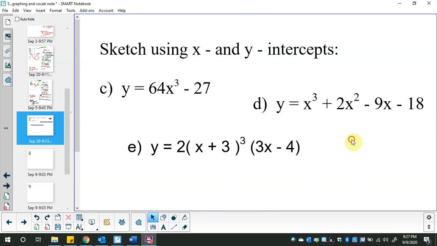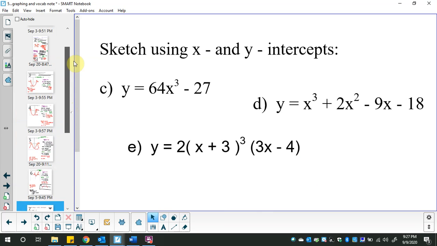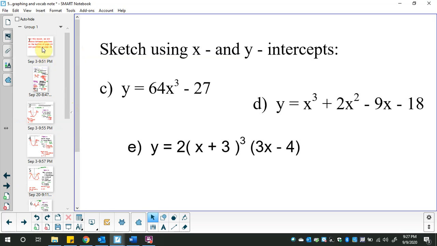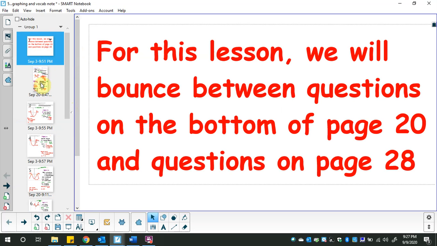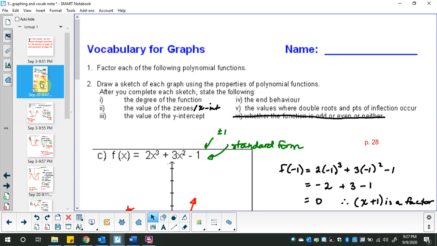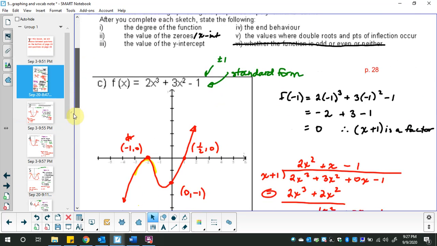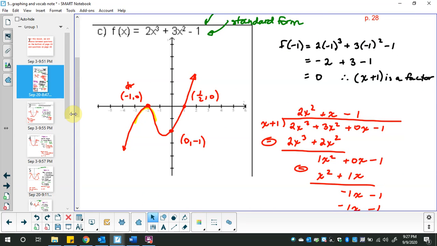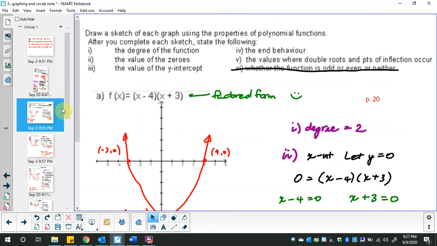All right, so how this part of the note works. This is graphing part 2, and graphing part 1 had us go through a couple of questions from page 20 and a couple of questions from page 28. So we've got this question. We finished it. I'll be coming back to do end behavior with that. Second, then we did this question.